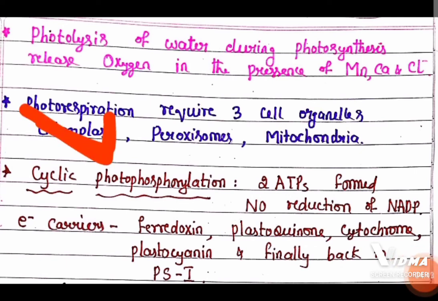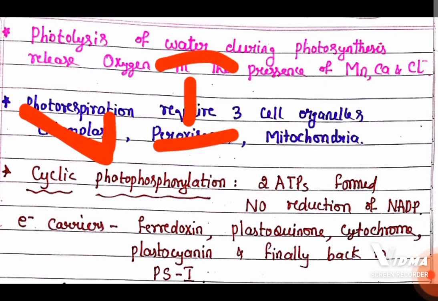Cyclic photophosphorylation involves photosystem 1. In that, there is a formation of 2 ATPs in cyclic photophosphorylation. And remember, there is no reduction of NADP.